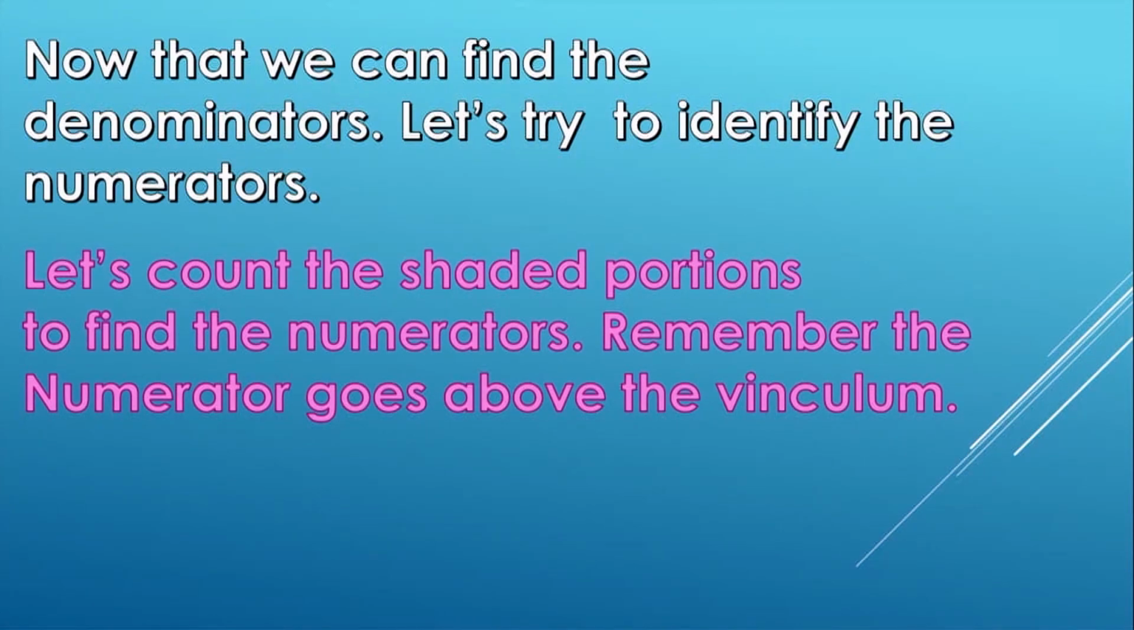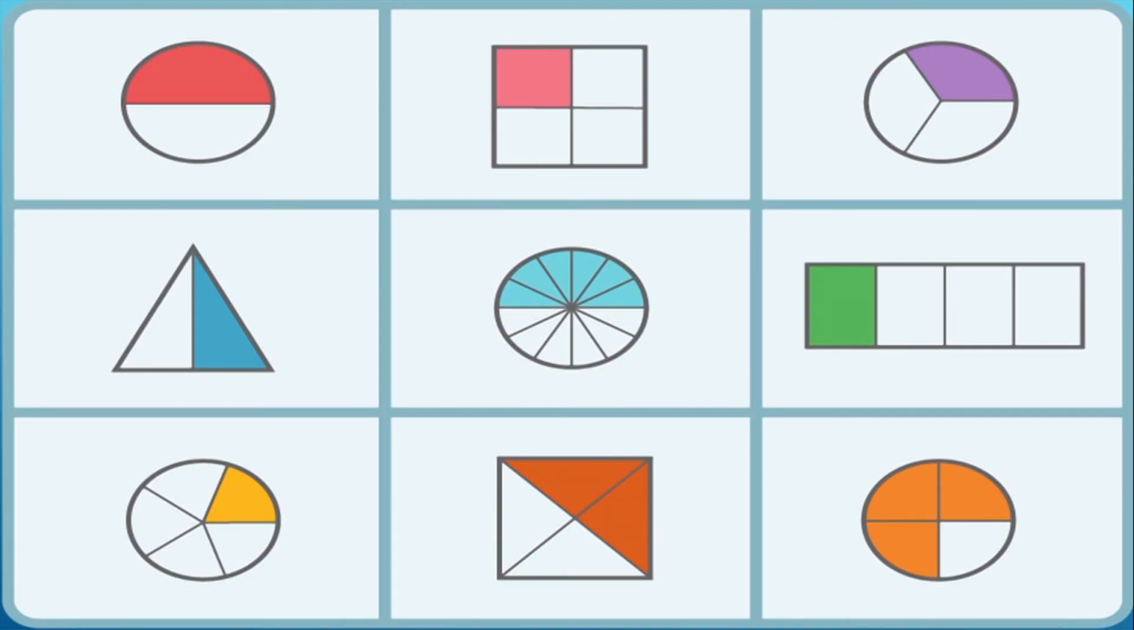So we are counting the shaded portion or the colored portion, depending on how you will see it, to find the numerators. The numerator goes above the vinculum line. So you have the numerator on top, the vinculum line, and the denominator at the bottom. We know how to find the denominator. Let's count the shaded portion and keep that in mind, the shaded or colored portion, to find the numerators.